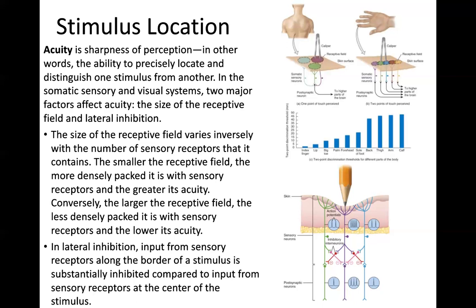Does that make sense? Okay, in lateral inhibition, and that's what we show down here, input from sensory receptors along the border of a stimulus is substantially inhibited compared to input from sensory receptors at the center of the stimulus. So it looks like a pencil's pushing in on the skin, not so much that the person's getting stabbed, but they're feeling a little bit of pressure. You can all hopefully agree with me that the purple neuron here at the center is being most stimulated, whereas although the green and the blue neurons are being stimulated, we're more directly stimulating the purple one, right?